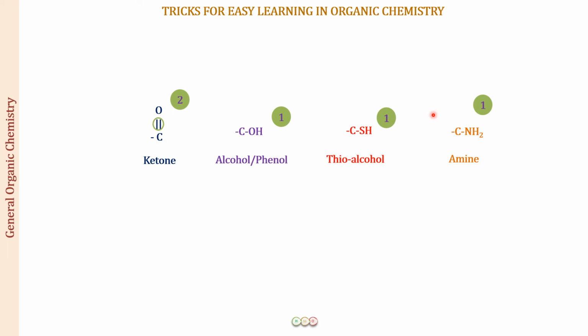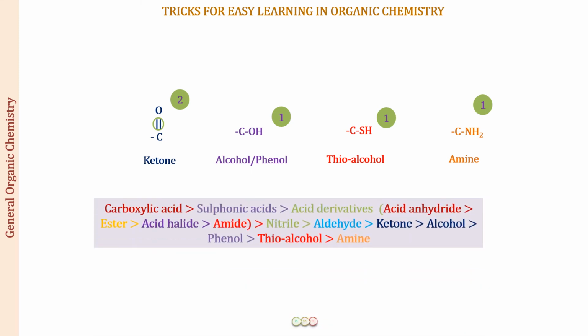This is what we are learning as a trick. So we have the alcohols higher in priority than the amines, and which all are the "ols": the alcohol, the phenol, and the thioalcohol. Just put them in alphabetical order and you get the priority order list.